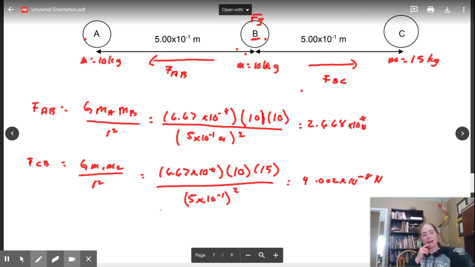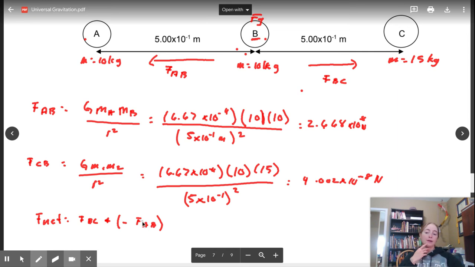Okay. So now I need to think about my F net. Well, my F net is going to equal, well, let's pick a direction. Let's make to the right positive, because why not? So it's going to equal F_BC if right is positive. Now look, AB is going opposite direction of BC. So it's going to equal plus my negative F_AB.